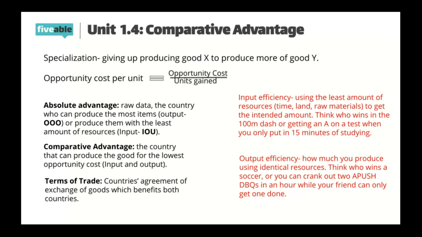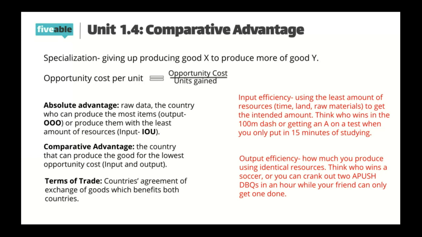I need to know what one thing is worth. And the way I get this is I'm going to take the opportunity cost, which they'll usually give you, with the units gained. So if we're talking about comparative advantage, we're talking about nations trading with each other. Absolute advantage is the raw data. The country who can just produce the most items using output, or produce them with the least amount of resources, which is the input method.